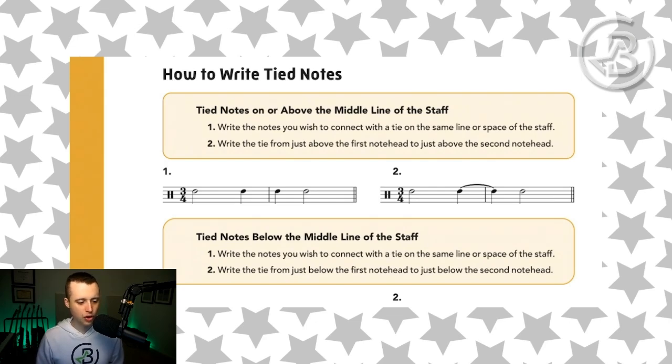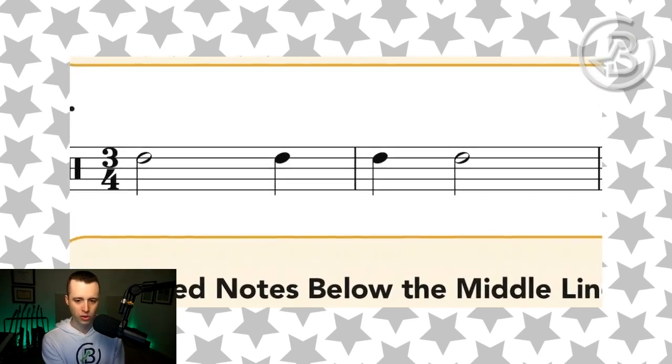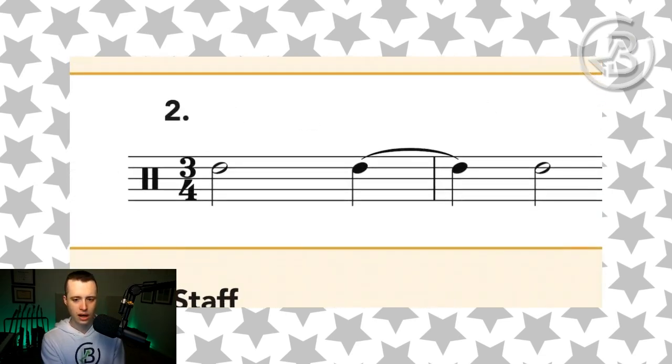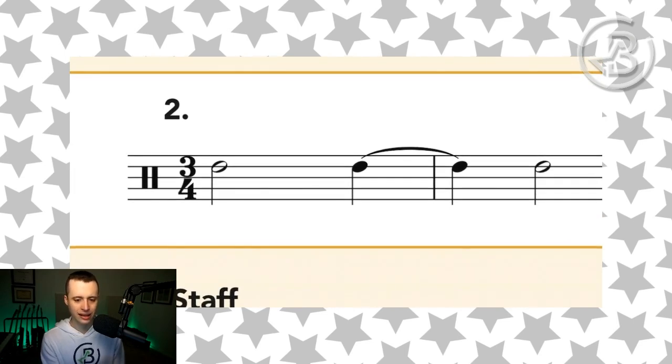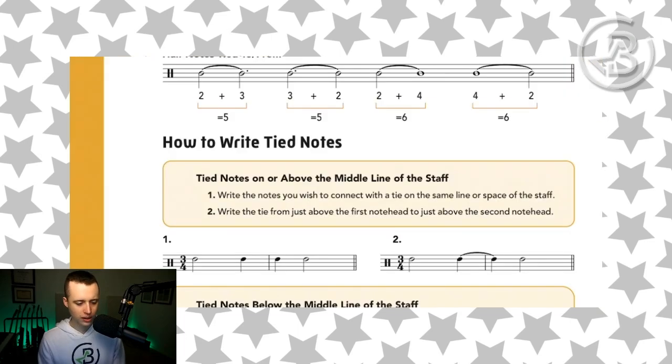So number one, you're going to write notes you wish to connect with a tie on the same line or space of the staff. This is super important. Tied notes can only be on the same line or space of the staff as the other notes that they are tied to. Number two, you're going to write the tie from just above the first note head to just above the second note head. And we can see that, yep, sure enough, from measure 1 to measure 2, we have 2 quarter notes there. And then we write that tie arching over when it's above line 3.